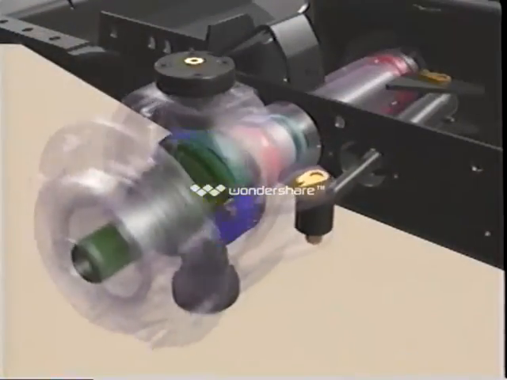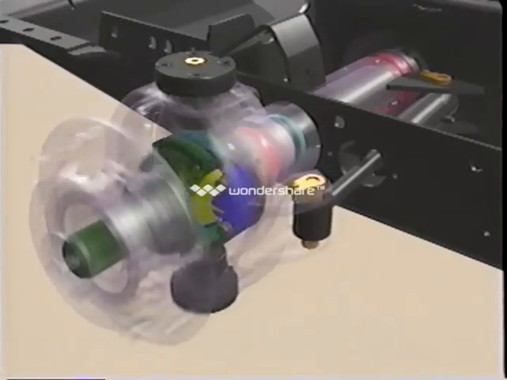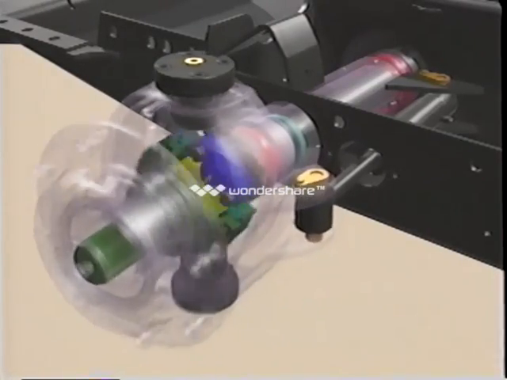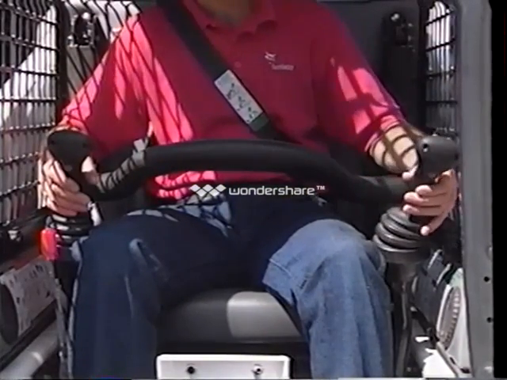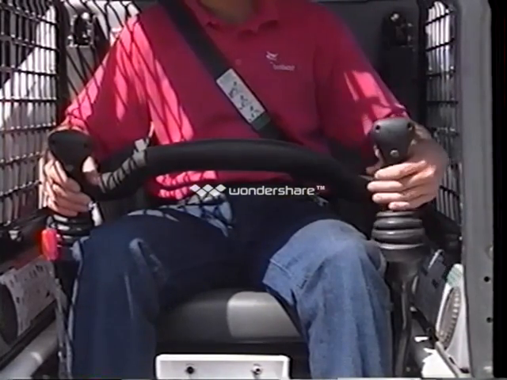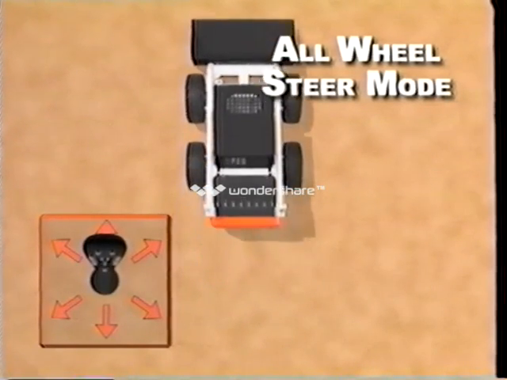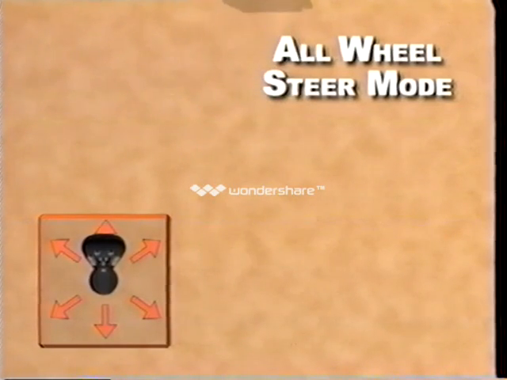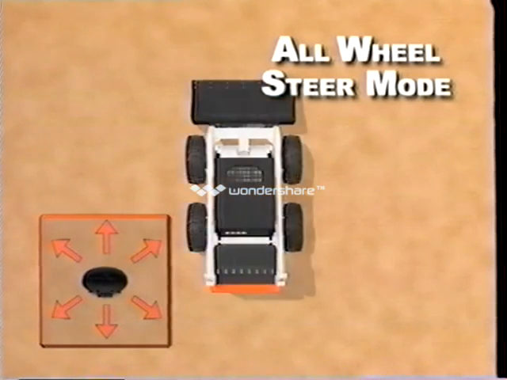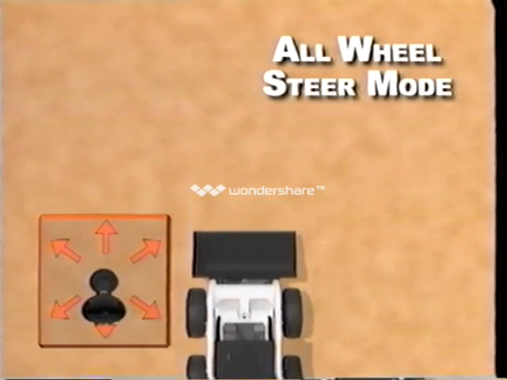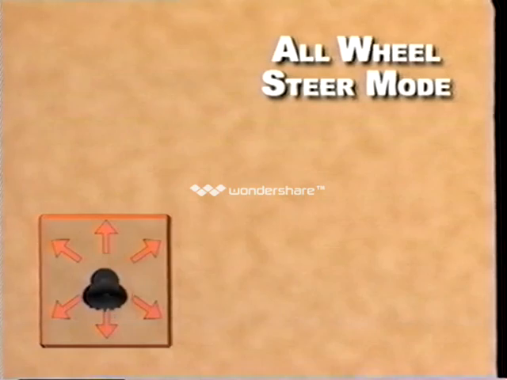When you are in all-wheel steer mode, you get precise steering from the coordinated action of all four wheels. The left joystick controls steering direction and travel speed. When you are in all-wheel steer mode, push the joystick forward and the loader will drive forward. Pull the joystick back and the loader will travel backwards.